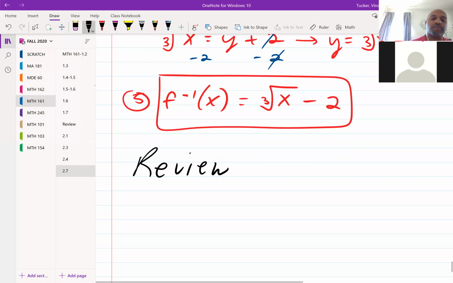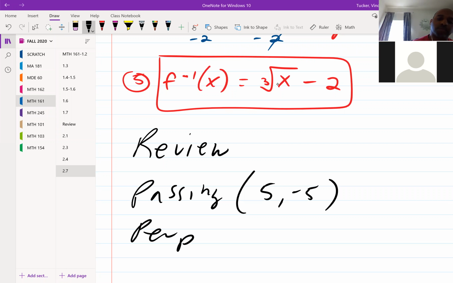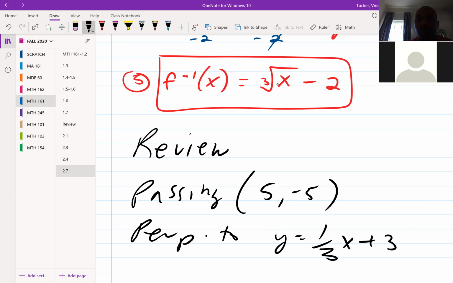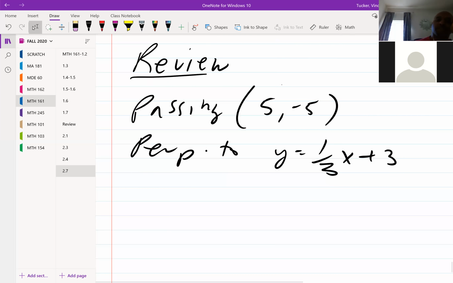All right, so the line is passing through (5, -5), and it's perpendicular to y equals 1/3 x plus 3. So we need to get the slope.